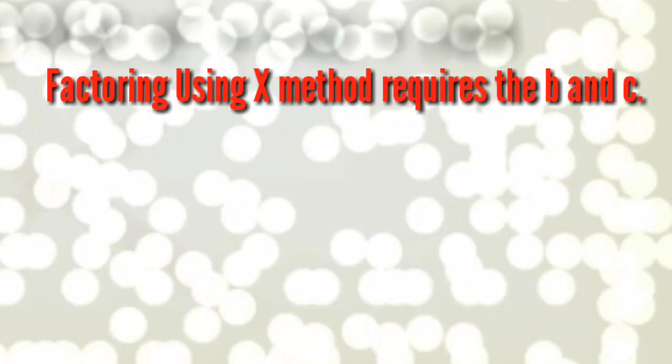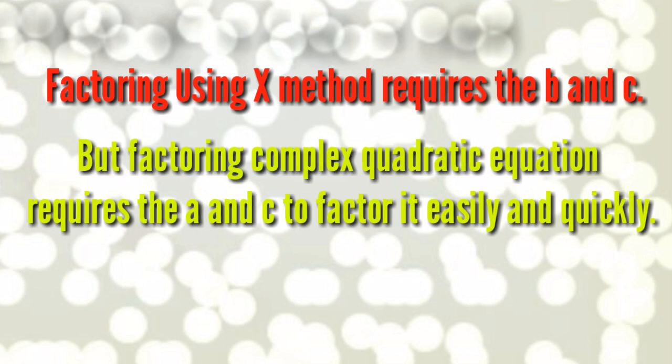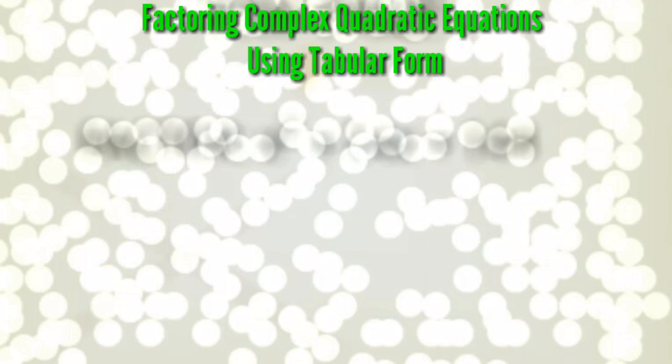These are the key points. In factoring a quadratic equation using the X method, it requires the B and C. But in factoring a complex quadratic equation using the tabular method, it requires the A and C to factor it easily and quickly. In factoring a quadratic equation using the tabular method, there are 6 steps to be followed.